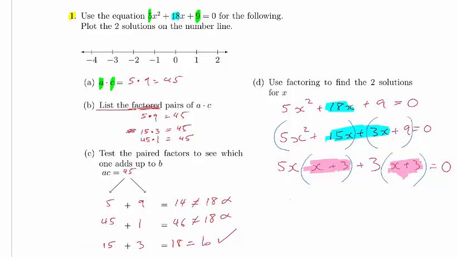And so we have 5x plus 3, and we're going to factor out an x plus 3 from both terms. Equals 0.